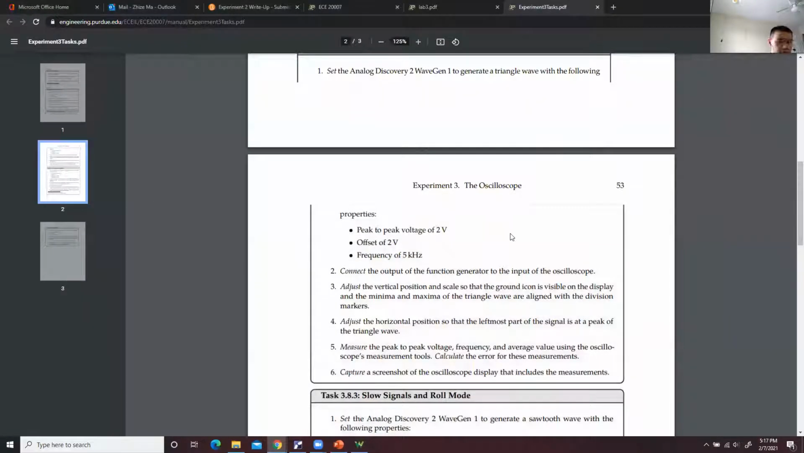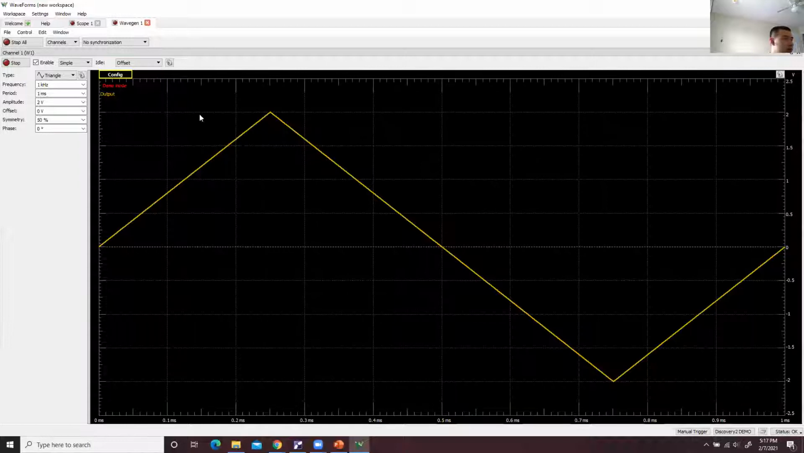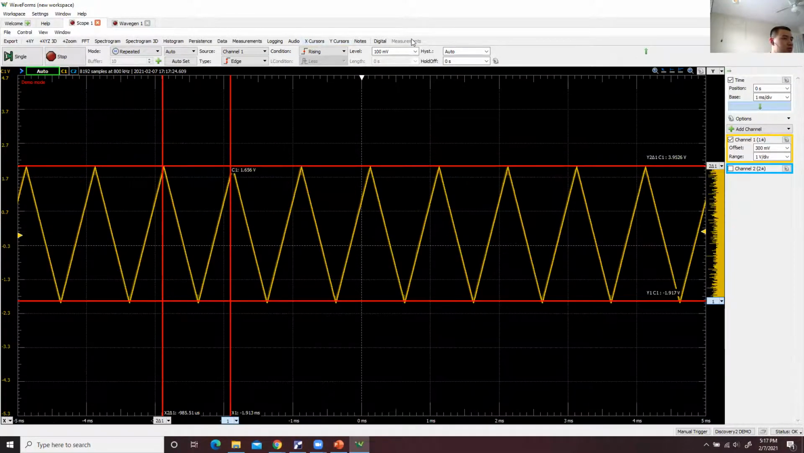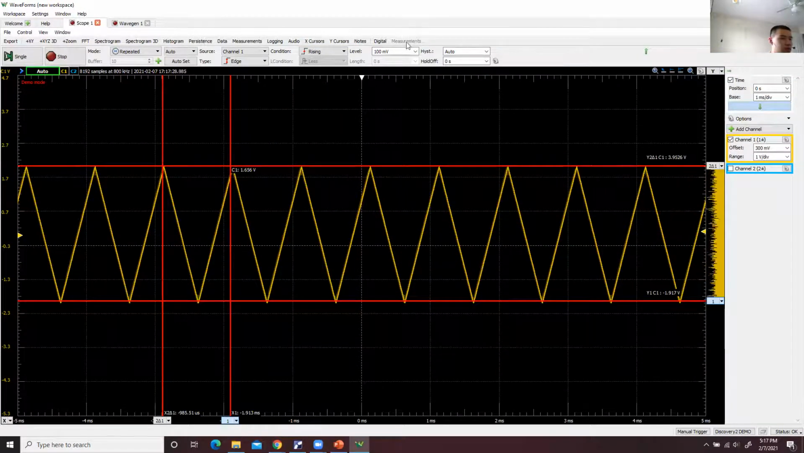Then in step 5, we are going to use a measurement tool. For some reason I cannot click here. So here should be your measurement tool. Let me delete this one.